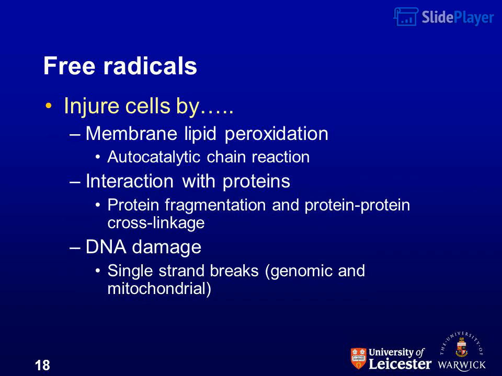Free radicals injure cells by membrane lipid peroxidation, an autocatalytic chain reaction. Interaction with proteins causes protein fragmentation and protein-protein cross-linkage. DNA damage: single-strand breaks, genomic and mitochondrial.